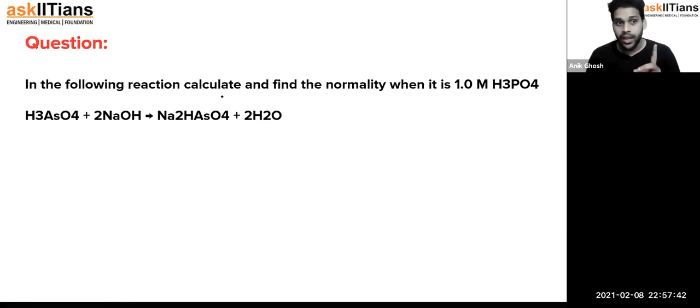In the following reaction, calculate and find the normality when it is 1 molar H3PO4. Look into it. They are saying 1 molar H3PO4, with a capital M in the bracket, right? And after that, they are asking how many normal the solution is. What is the difference between molarity and normality? Most people just get confused about it.